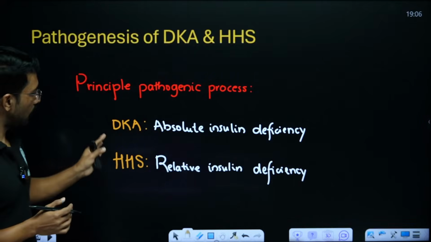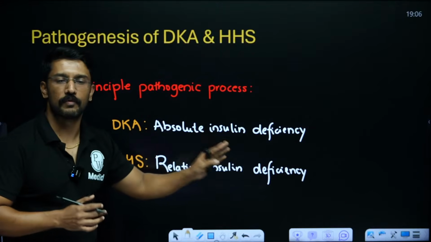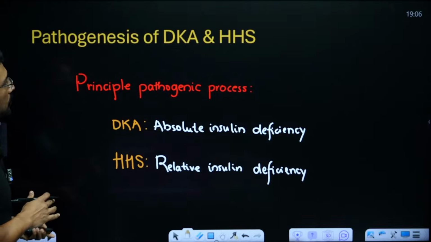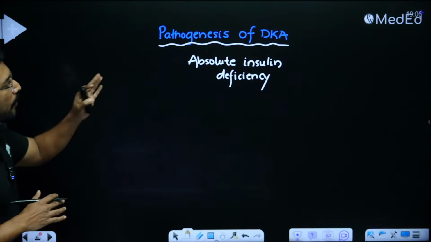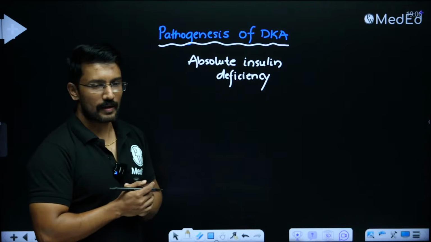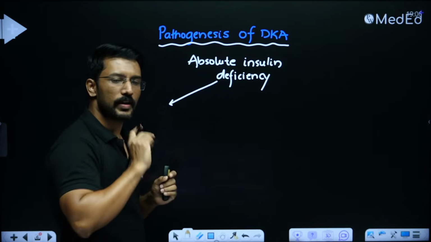Okay. So now what happens when I have absolute insulin deficiency and relative insulin deficiency? Why am I ending up with these complications, right? Let us try to understand the pathogenesis. Let us first look at the DKA. There is absolute insulin deficiency. Now, what is the main function of insulin? I've told you in the very first class, right?